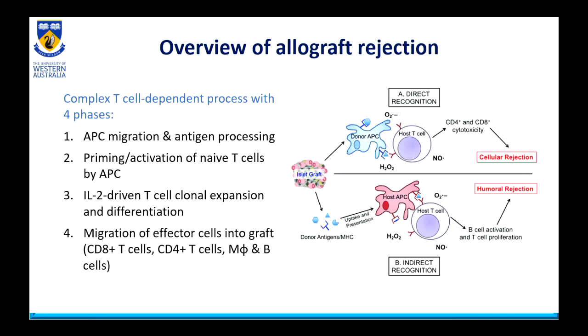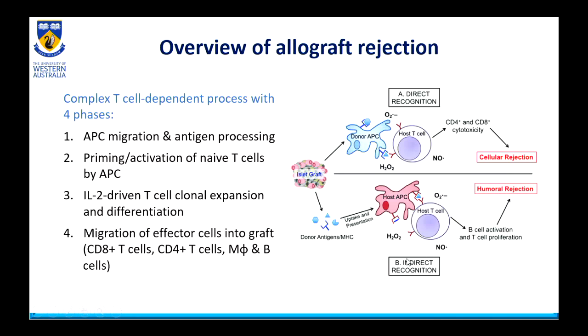And this basically shows you what happens. So let's talk about a graft here. You've got a graft, and 2 things can happen. You can either get direct recognition. So what happens is that the antigen presenting cells come out of that graft. So it's the donor antigen presenting cell that presents self to a T cell from the host, and the T cell then goes off and destroys the graft. So you get cellular rejection. And this is CD4 and CD8 mediated toxicity.